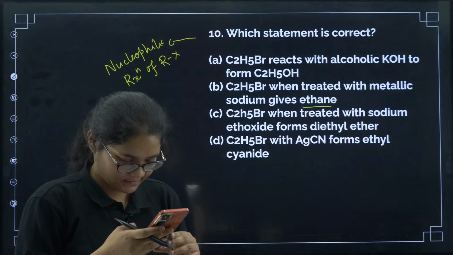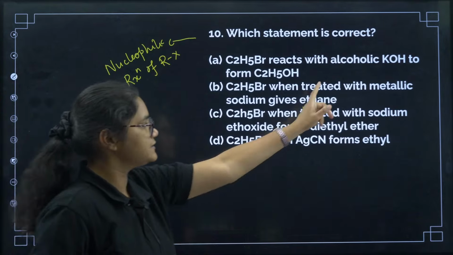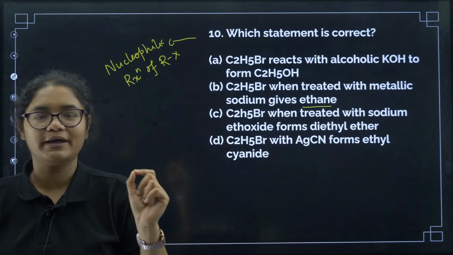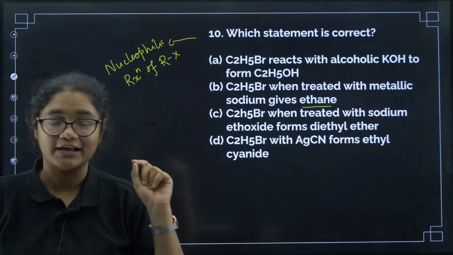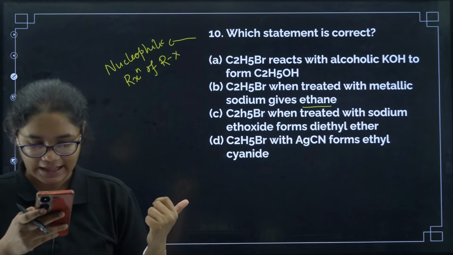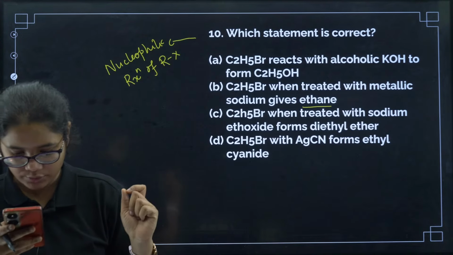A. No, those who are saying A, please mark here. It is alcoholic KOH, not aqueous KOH. Aqueous KOH will give you ROH. Alcoholic KOH will give you alkene, an elimination reaction. 10th, those who are saying A, it is completely wrong. No, no, no.